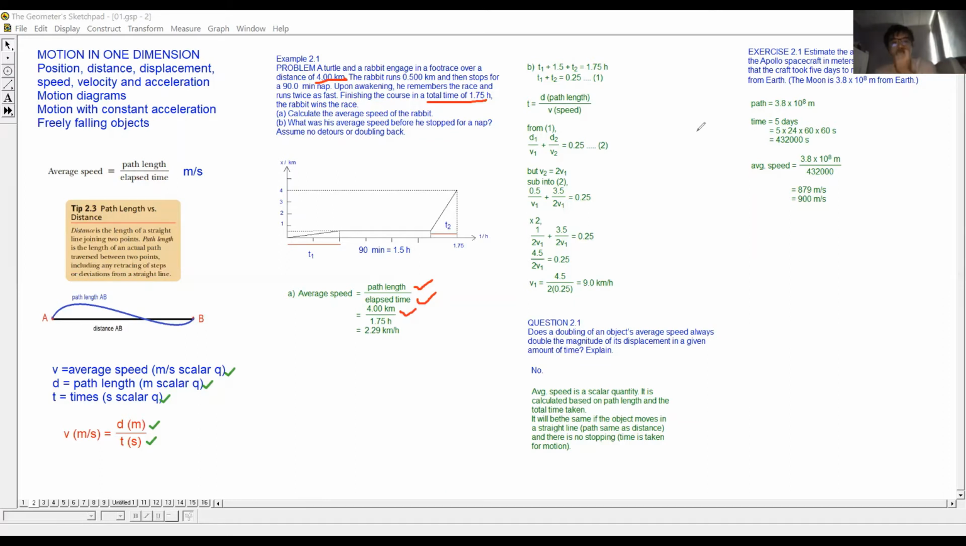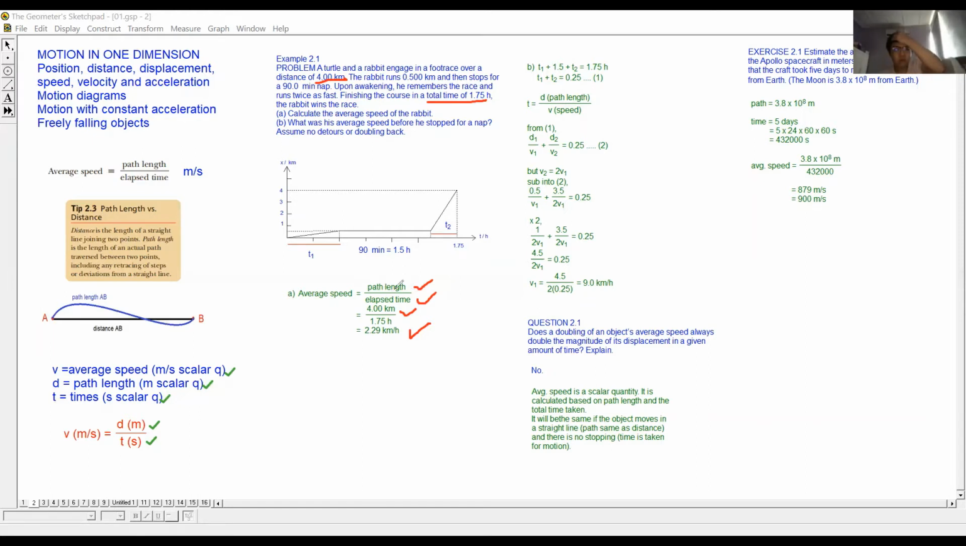So this is the meaning of average speed, right? It's taken into account. So the total time is 1.75. You take 4 kilometers divided by 1.75, then it will be 2.29 kilometers per hour. So in this example, they actually want us to get used to this formula.